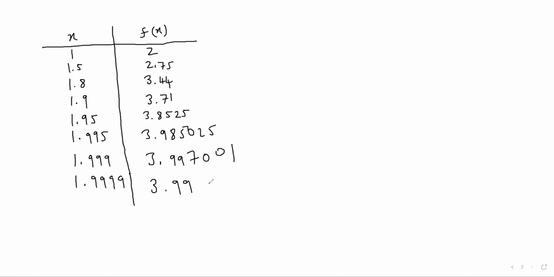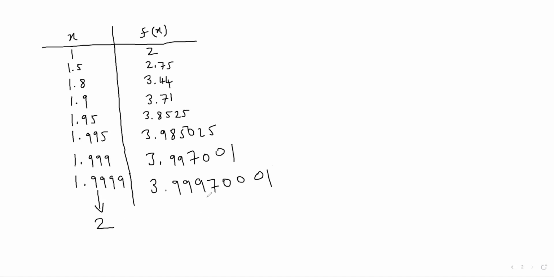Okay, guys, as I was saying, if we increase the nines on the left after the 1, so if we go 1.9999, we see that the nines on the right also increase. We get 3.9997 with a 0001. So we can see clearly that as the x values get closer and closer to 2, because we don't get to 2, we get closer and closer to 2, and we're doing it from the left. So these numbers are getting closer and closer to 2.